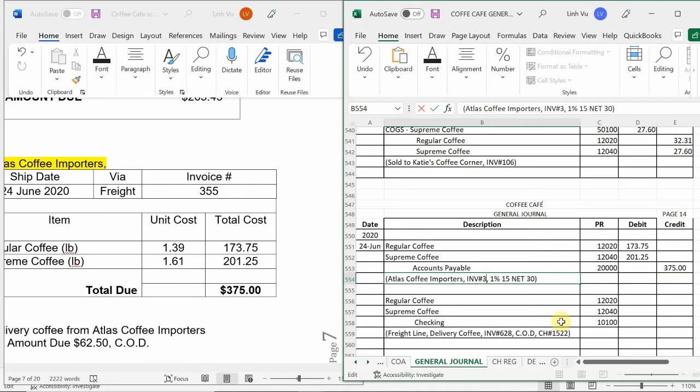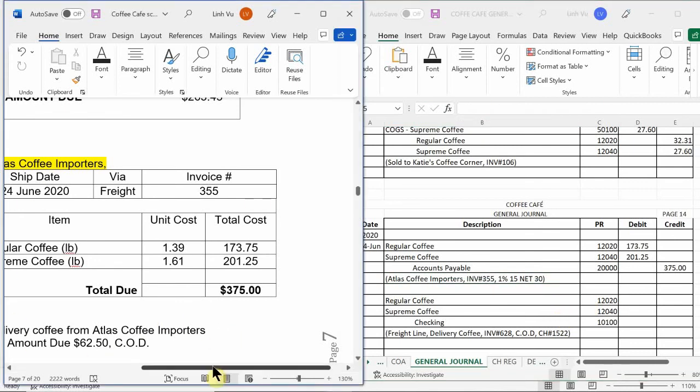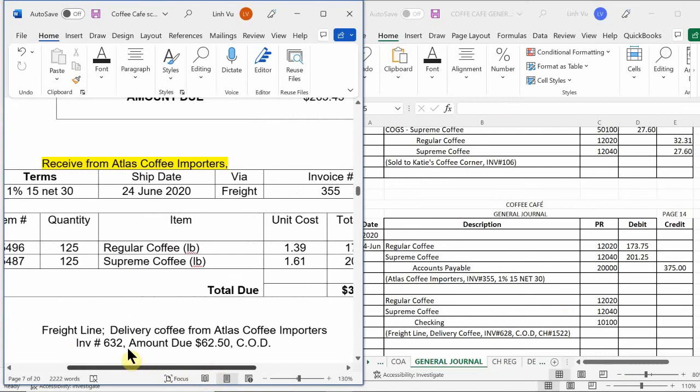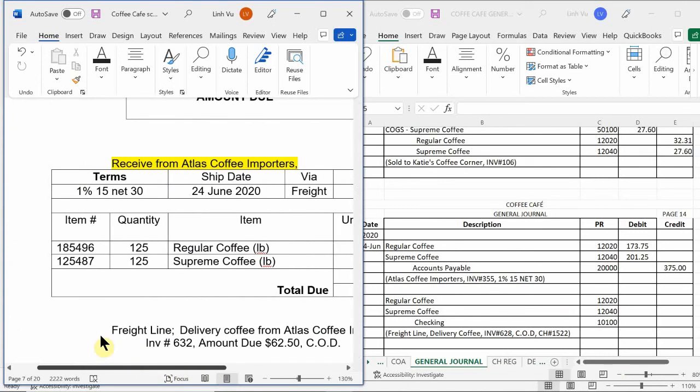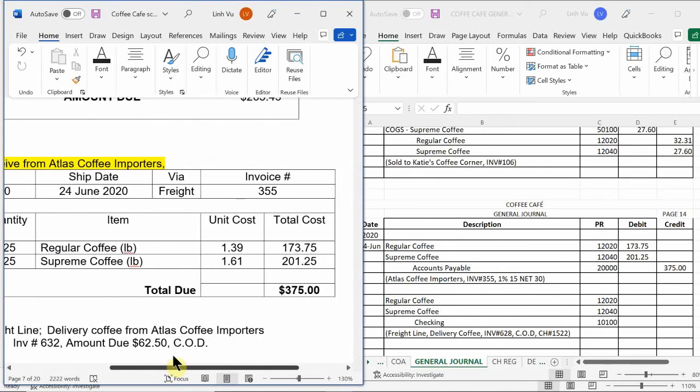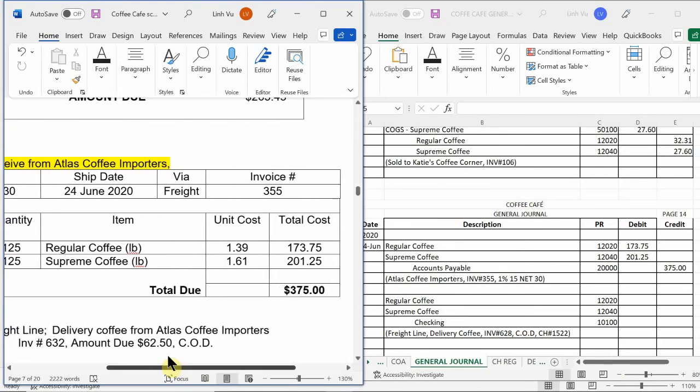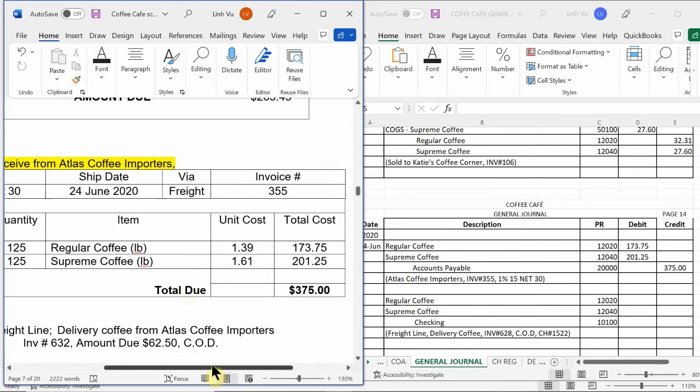Okay, and what was my proof of transaction? Invoice 355. Okay, 355. And let's see, the terms are the same. 1% 15 net 30. Okay, good. Let's go ahead and do the freight as well.